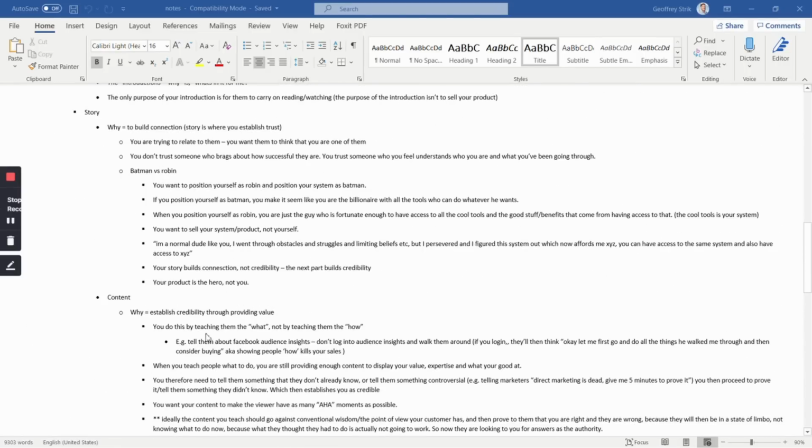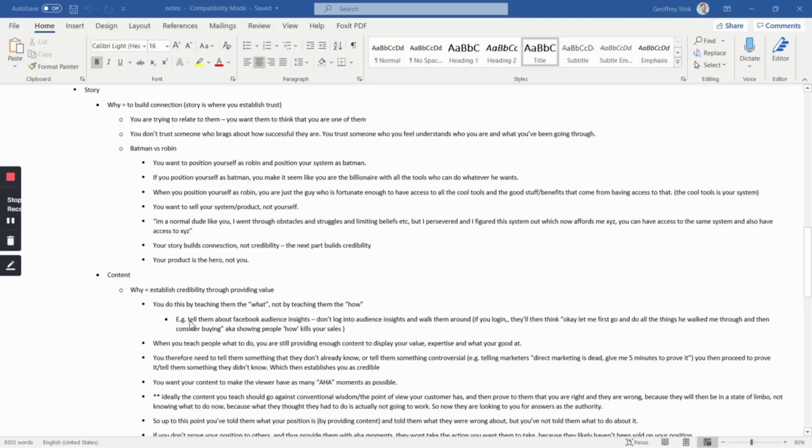So the content here, the reason we create content, is simply to establish credibility by providing value. Okay, you do this by teaching your prospects the what, not by teaching them the how. For example, telling your prospects about Facebook Audience Insights. Don't log into Facebook Audience Insights and walk them around. If you log in, they'll think, okay, let me first go and figure all these things out that he's already walked me through, and then consider buying.